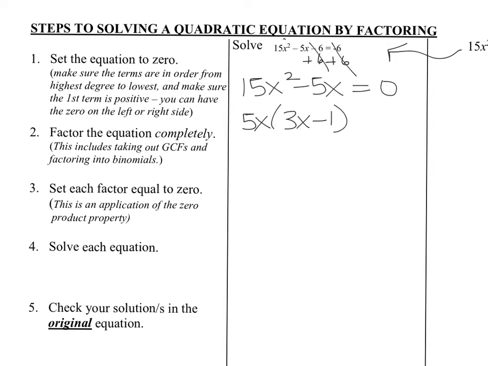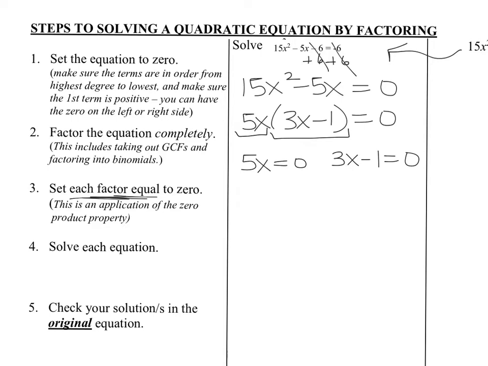And remember, this is an equation, so the whole thing equals 0. Now your factors are 5x and 3x minus 1. To solve it, you set each factor equal to 0. So I'm going to say 5x equals 0, and I'm going to say 3x minus 1 equals 0.